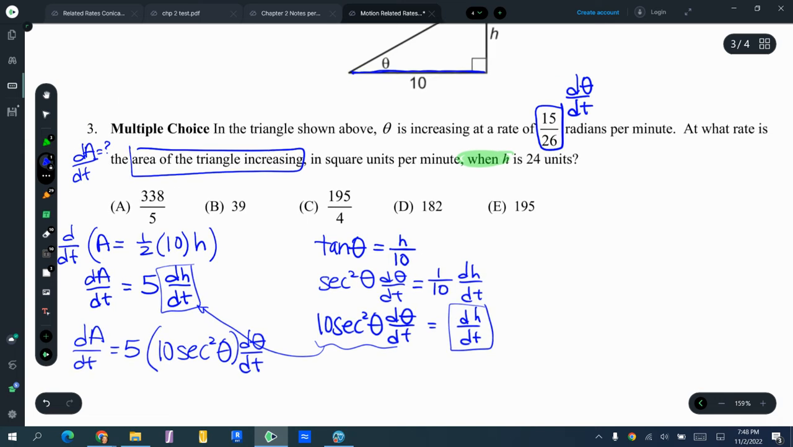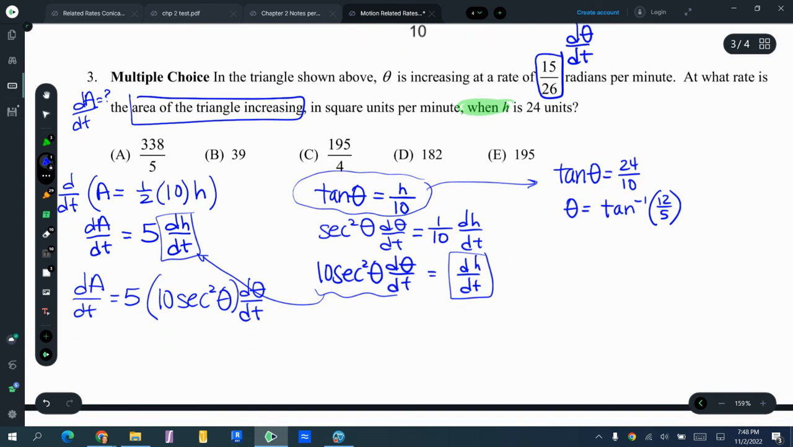I need to know what my theta is. Well, it says when h is 24 units. So use this little secondary equation and solve for theta. So tangent of theta is equal to h, which in this case right now is 24 over 10. So that means that theta is going to equal an inverse tan. If you want to reduce that to 12 over 5, you absolutely can.